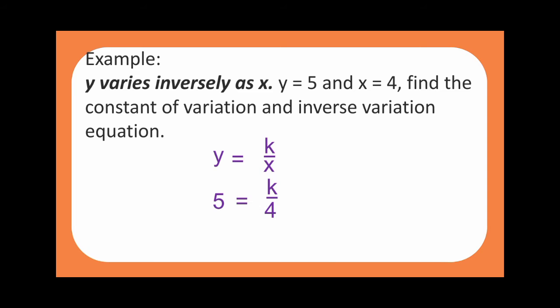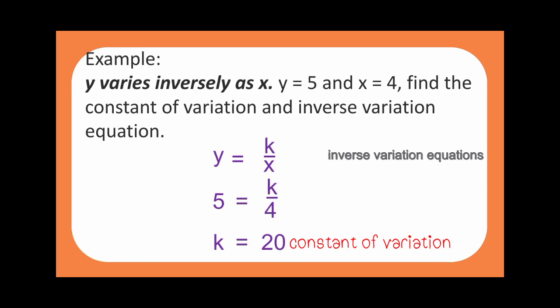Then, to get the value of k, we will use cross multiplication. So the denominator of 5 here is 1. So multiply lang ang k by 1. The answer is k. Then i-multiply ang 5 and 4. And the answer is 20. So k now, or the constant of variation, is 20. And the inverse variation equation is y is equal to k over x, or we have xy is equal to k.